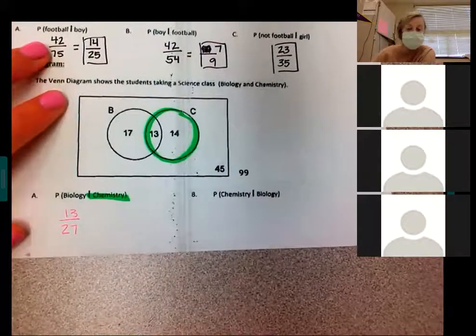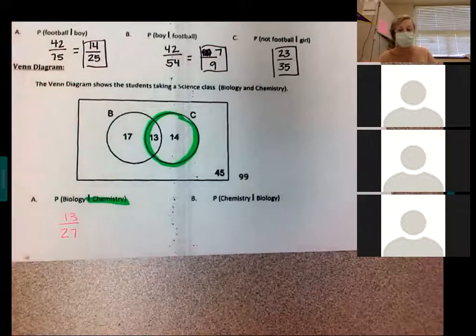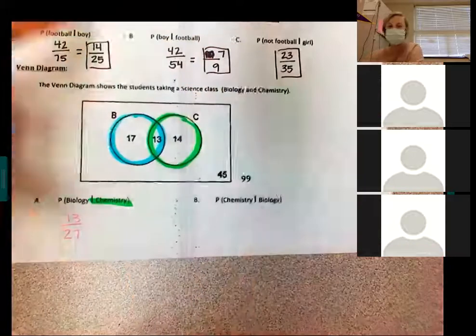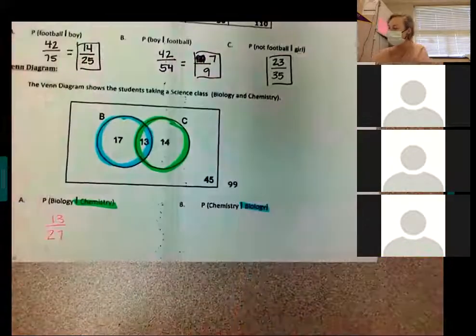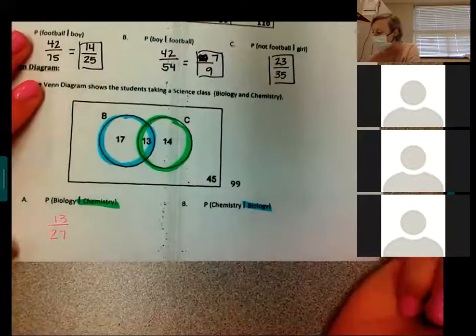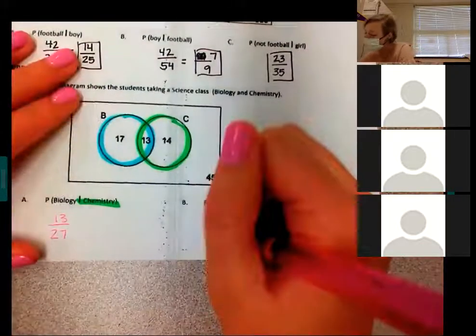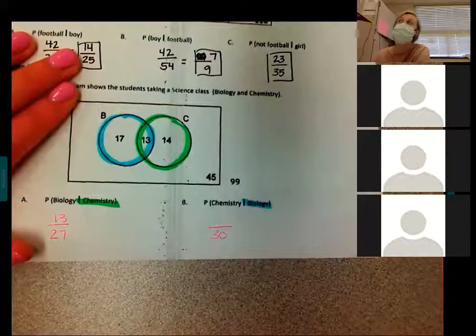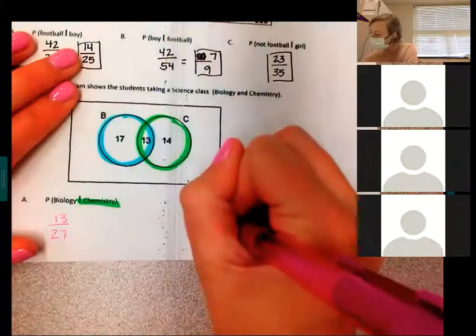Second one, given they take biology, which means I'm looking where? Yeah, only in the B circle. So I'm going to make it blue. Given they take biology, so in the blue, which means that's how many people? 30, good. Heard somebody say 30. How many of those 30 take chemistry? Just the 13 again in the middle.